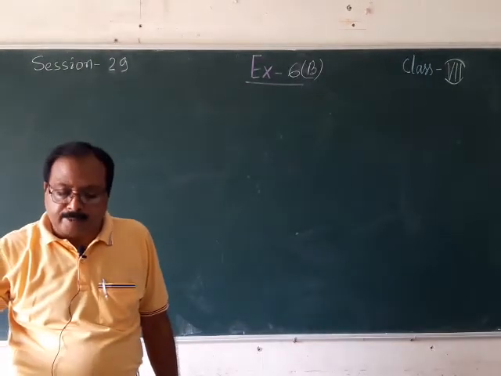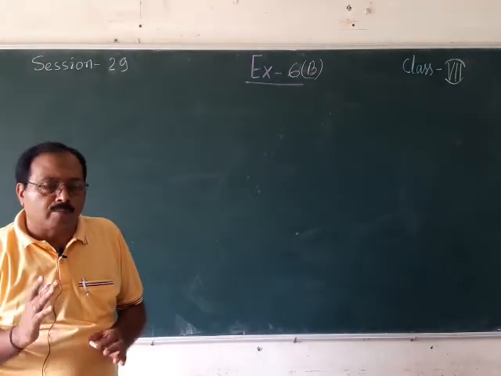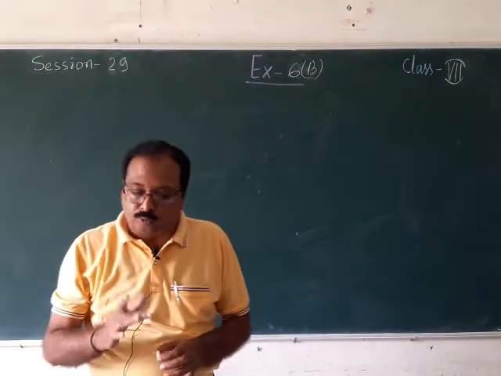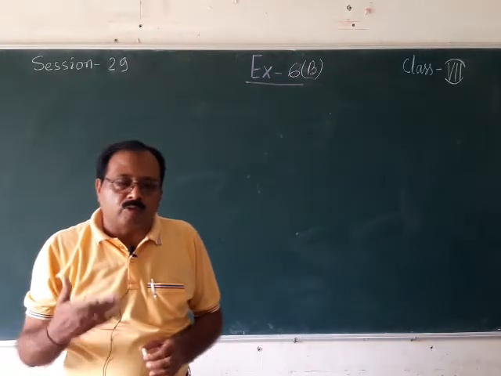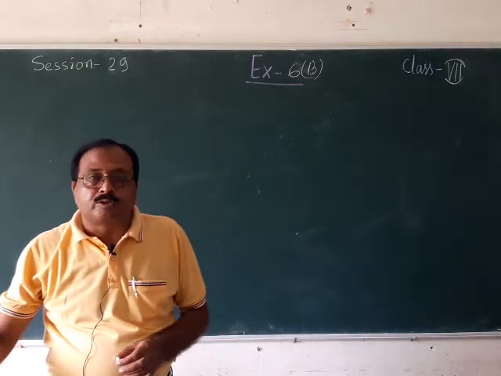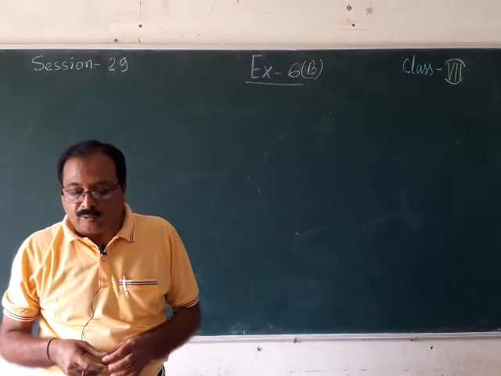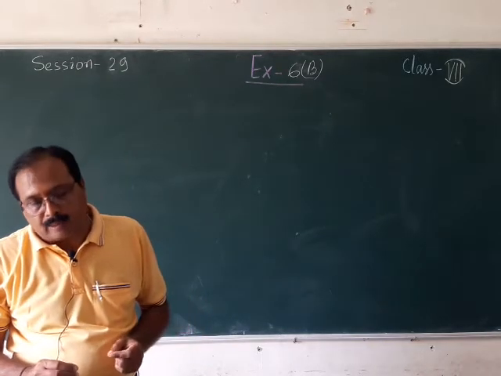We have already seen exercise 6b up to question number 2, how to do it, what is a like term and what is an unlike term. Now you have an idea about that. Today we will learn how to add two different polynomials.